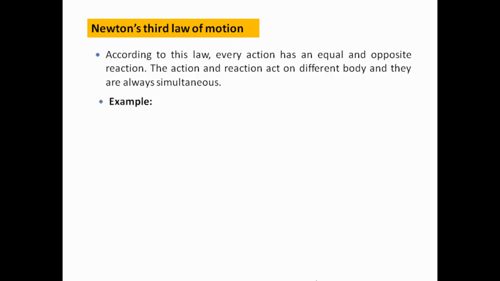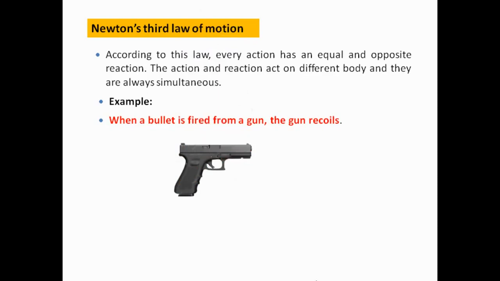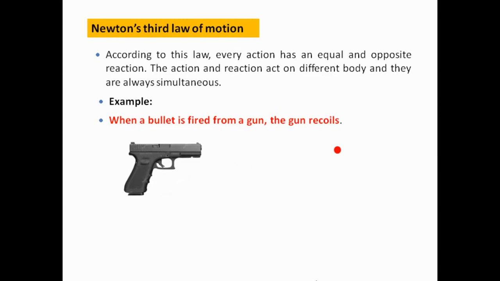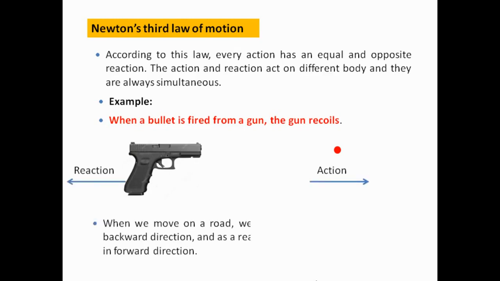Now we will discuss some examples. When a bullet is fired from a gun, the gun recoils. Here we have a gun. A bullet is fired from it and the bullet moves in the right direction, and due to this action there is an equal and opposite reaction and hence the gun recoils. The action and reaction are always equal and opposite in direction. So here we have action and as a result there is a reaction.